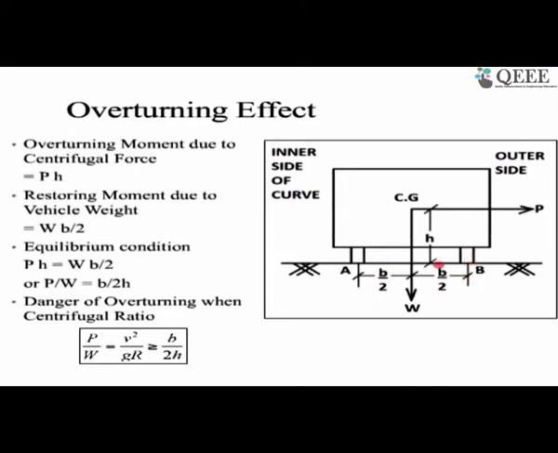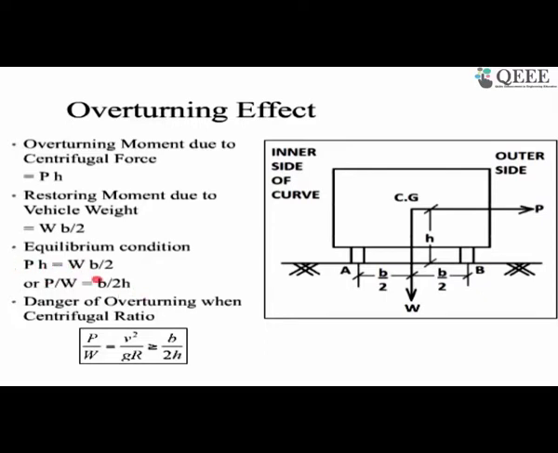So if it acts downward, and the wheelbase is the width V, this is half of the base width, and the moment is going to be W times V by 2. So this is the restoring moment. In equilibrium, the restoring moment is equal to the overturning moment. That is why P times H is equal to W times V by 2.